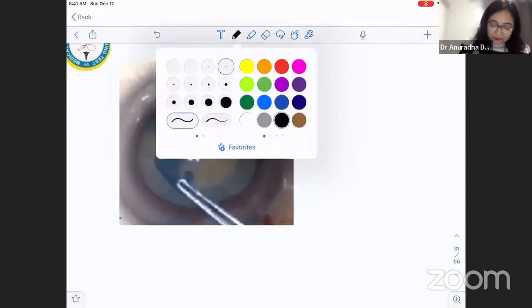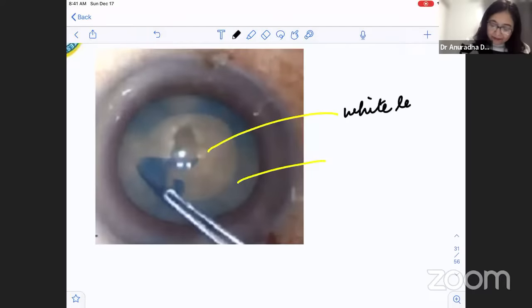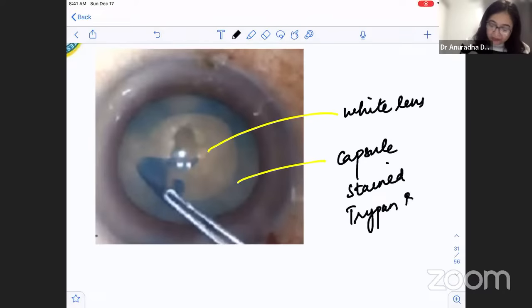when the cataract is very mature, see here, the cataract is so dense that the lens is almost white. So in those cases, to identify the capsule, this is your white lens and this is the capsule. You have to stain it with trypan blue or methylene blue dye so that you can do the capsulotomy. So this is the step of the capsulotomy. Right? So first you will do capsulotomy.